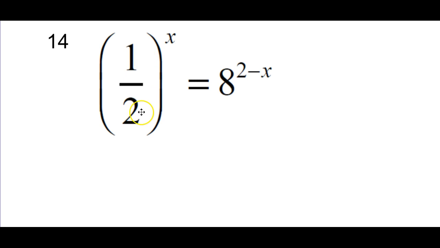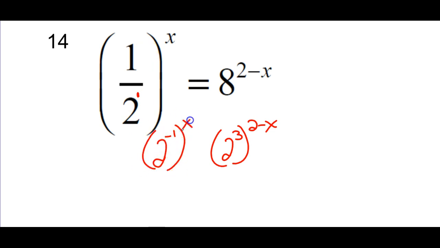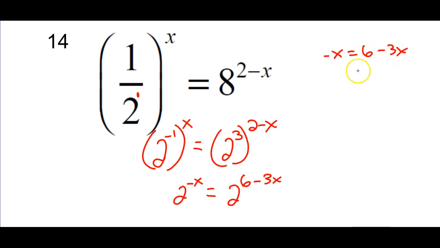For this next one here, I know I already got 1/2, so I'm going to look at changing this 8 into base 2. So I know 8 is 2 cubed. And that's raised to the 2 minus x. I don't like having the 2 to the first in the denominator. I'm going to move him up top and make it 2 to the negative 1 raised to the x. And now I'm just going to multiply the exponents. So I get 2 to the negative x equals 2 to the 6 minus 3x. Since the bases are the same, I can set the exponents equal to each other. And you get x equals 3.